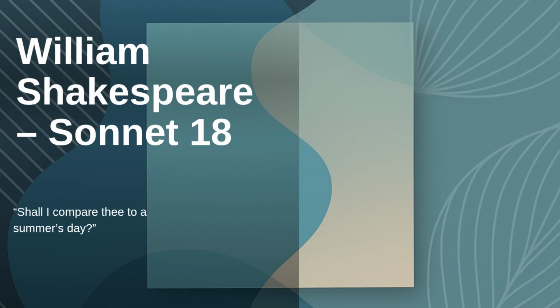Today we are going to study one of the most famous love poems in English literature, Sonnet 18, written by William Shakespeare. This poem begins with the well-known line, "Shall I compare thee to a summer's day?" And it has remained one of the most admired poems for centuries because of its beautiful language and its powerful idea about love and immortality.